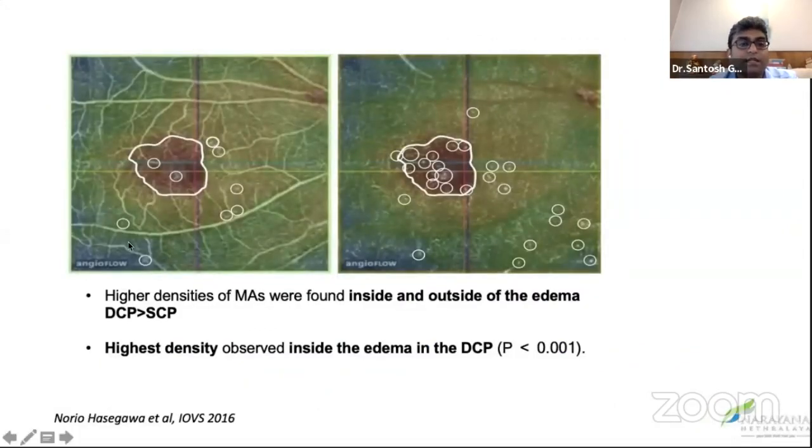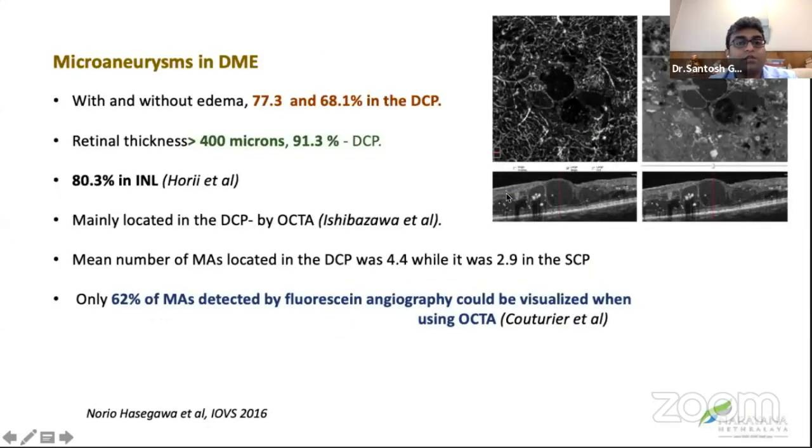There are other studies which showed that the areas of macular edema have more aneurysms when compared to the areas which do not have macular edema. So coming to microaneurysms in DME, all the studies come to one conclusion, which is that when there is edema, the aneurysms are more, and they are more in the DCP. But when we compare angiography with OCTA, only 62% of aneurysms which are detected by fluorescein angiography could be detected in OCTA. That could be because of the difference in flows. There could be high flows, there could be low flows, there could be infarcts and various other things.